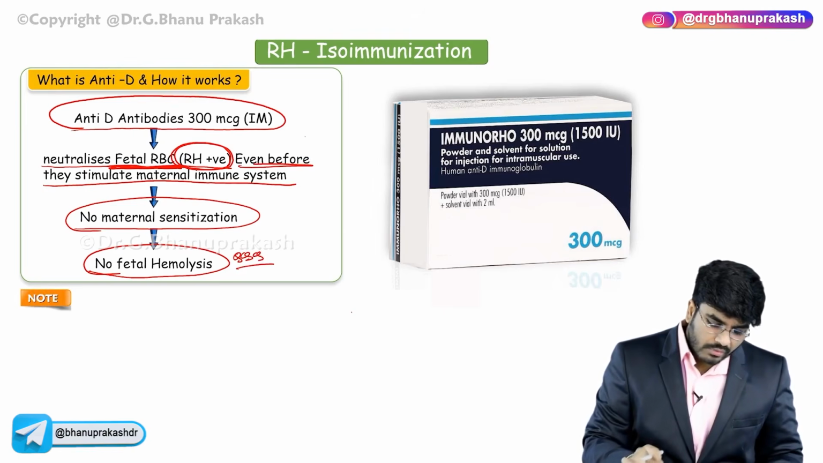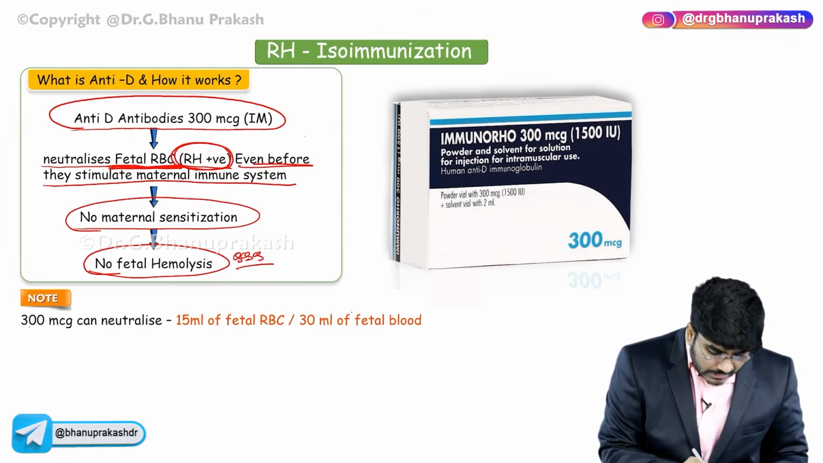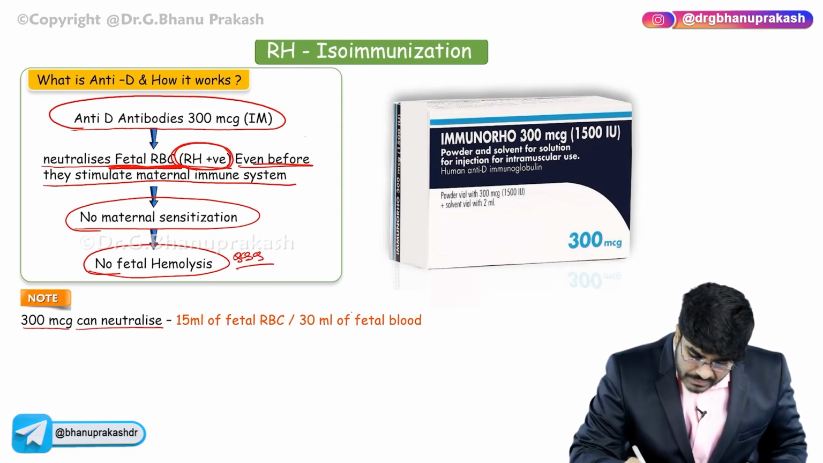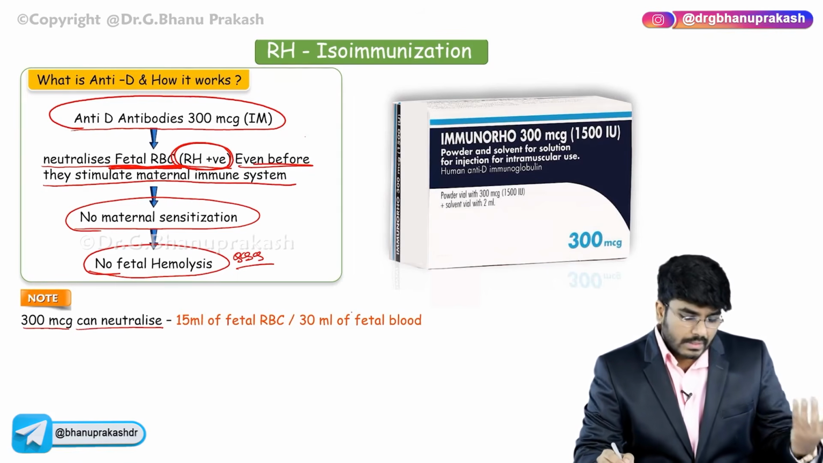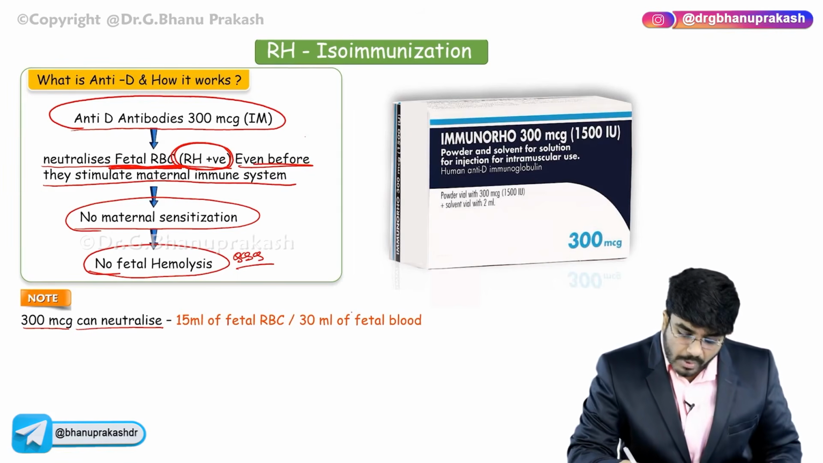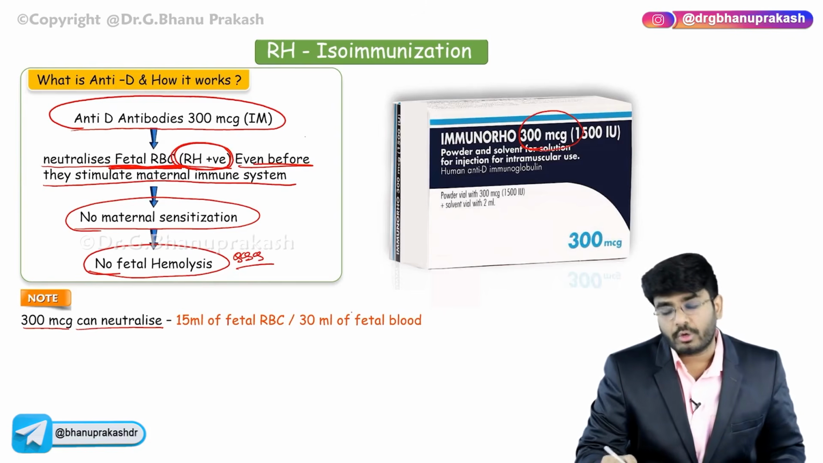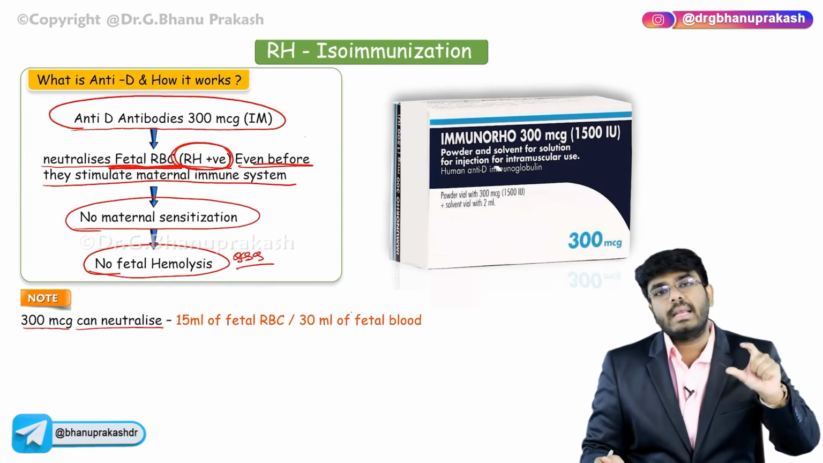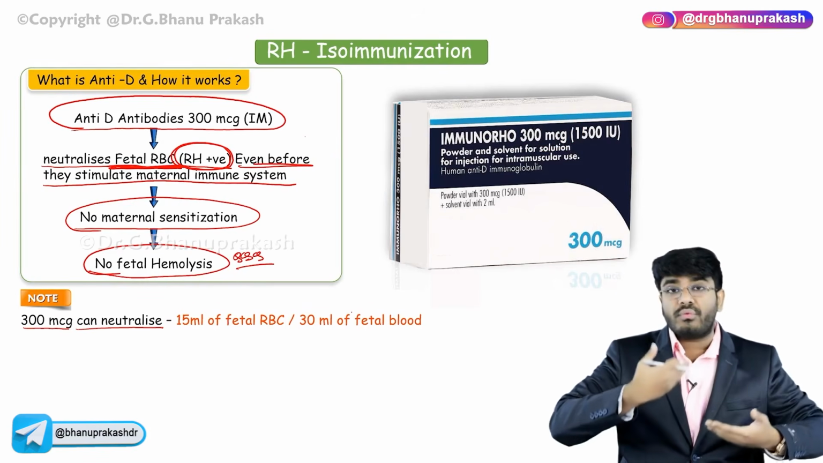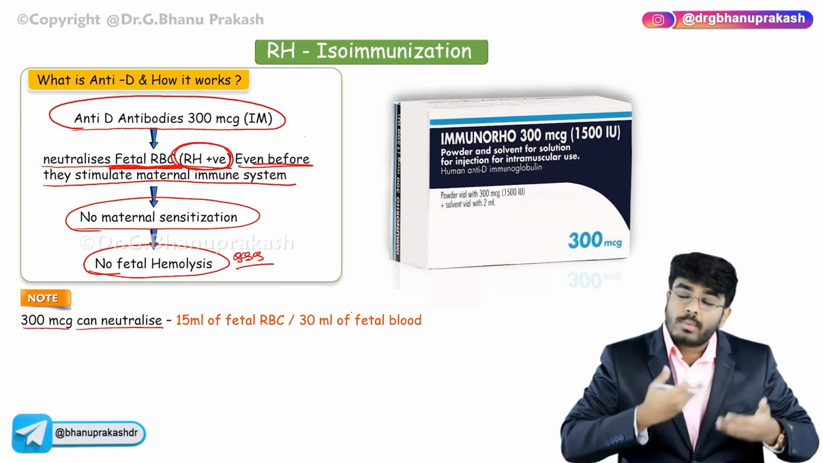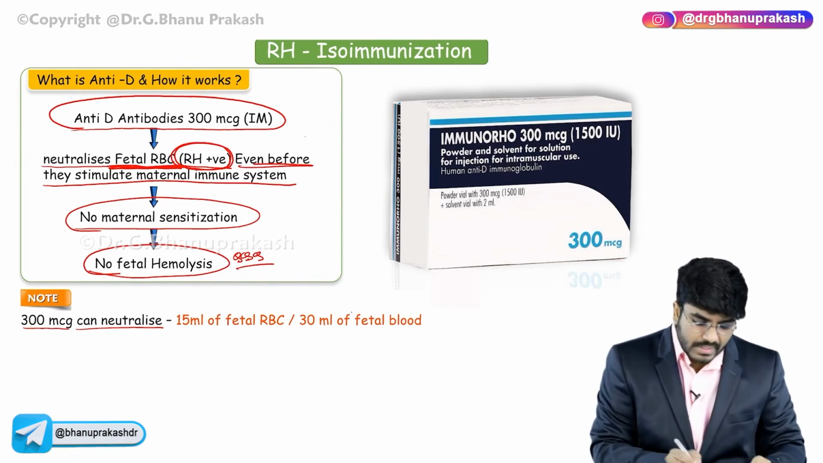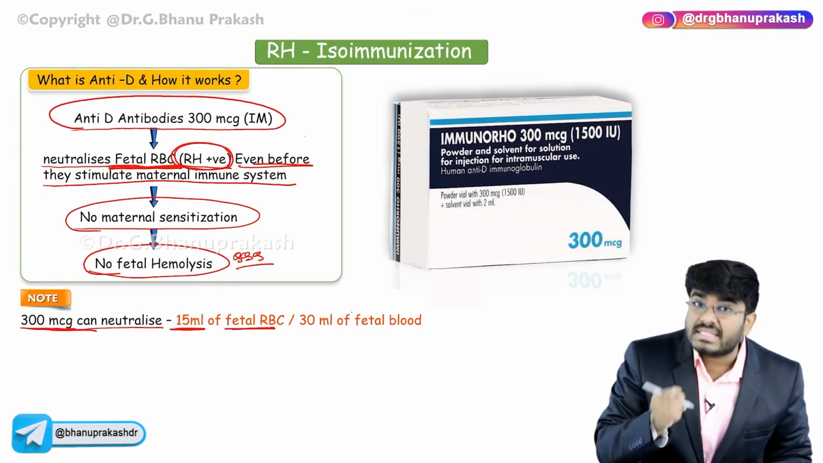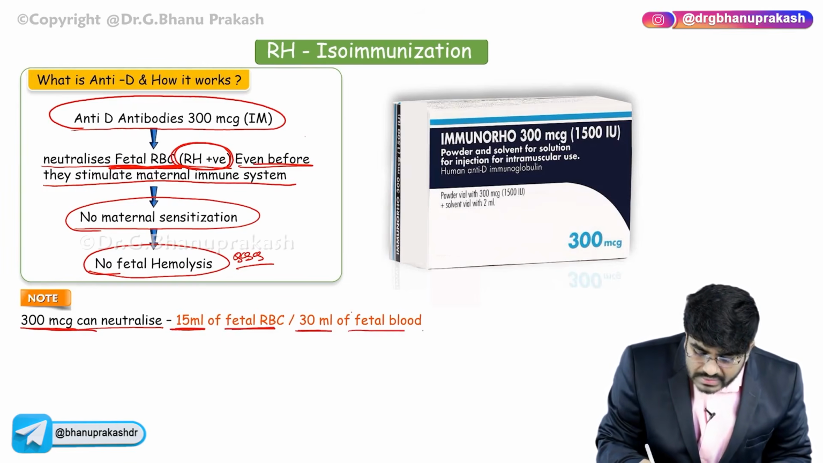Now let's talk about a few important direct single-liner kind of questions. Now, 300 micrograms can neutralize how much? Usually this anti-D comes in a dosage form of 300 micrograms. 300 micrograms is equal to 1500 international units. If you give 300 micrograms, how much fetal blood will be neutralized inside the mother? 300 micrograms can neutralize 15 ml of fetal RBCs or 30 ml of total fetal blood.